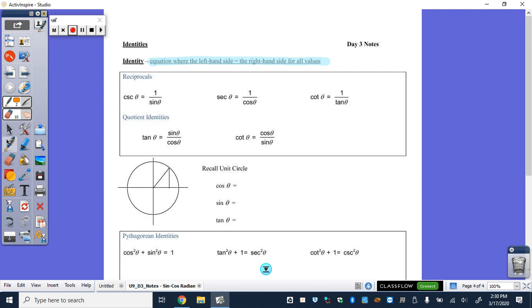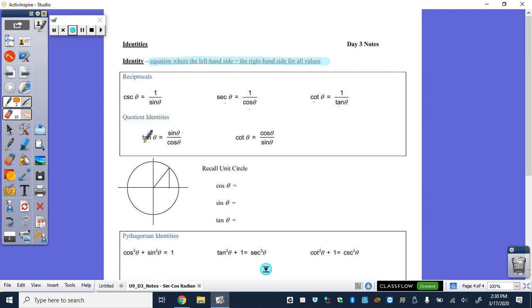Reciprocals. Cosecant is a reciprocal of sine. Secant is a reciprocal of cosine. Cotangent and tangent. And tangent is sine over cosine. And since cotangent is the reciprocal of tangent, you just flip it. So cotangent is cosine over sine.